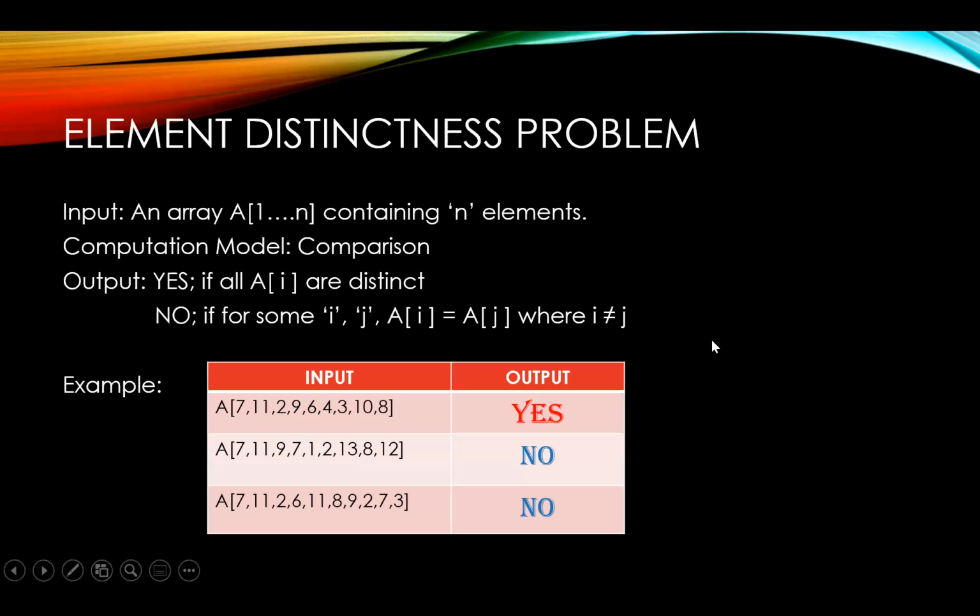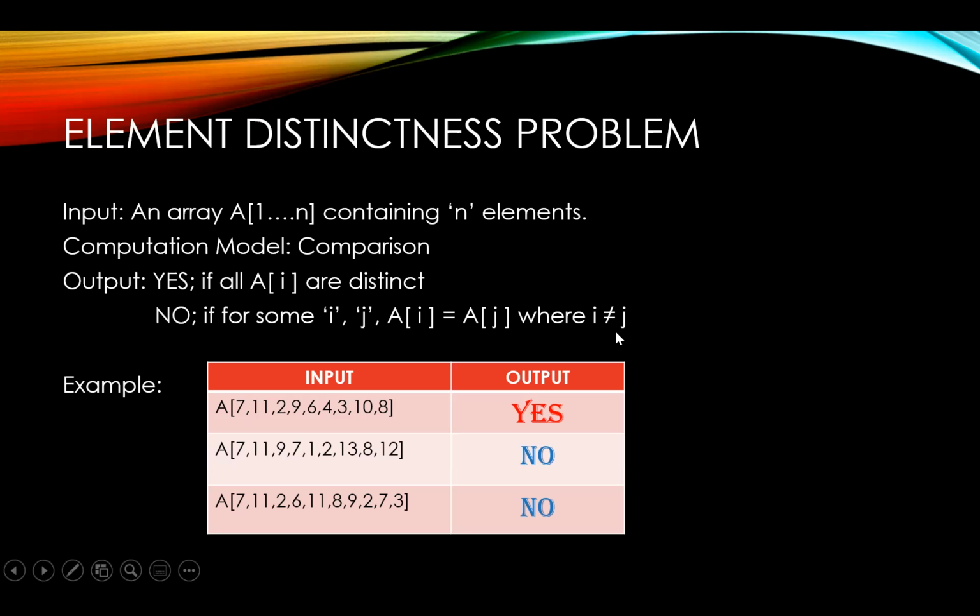Element distinctness problem. The input is an array A containing n elements. The computational model that we are going to use is comparison, where each number is compared with each other, leading to an output. The output will be yes if all A_i are distinct, and no if for some i, j, A_i is equal to A_j.